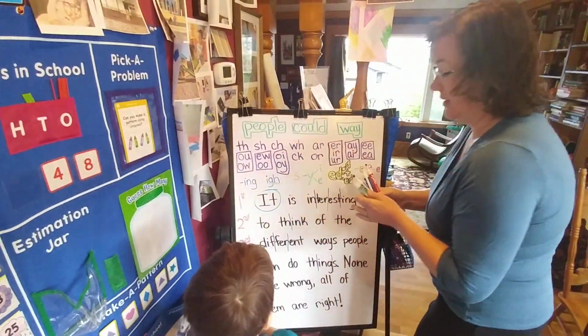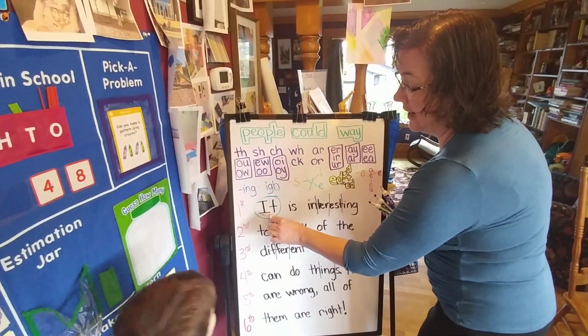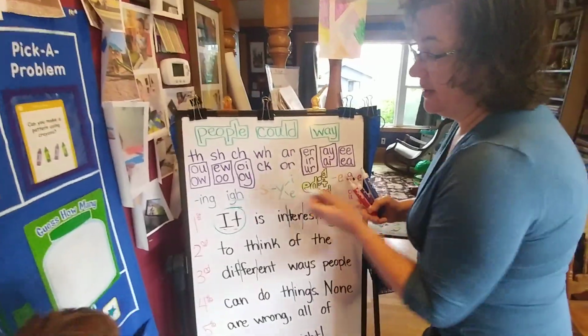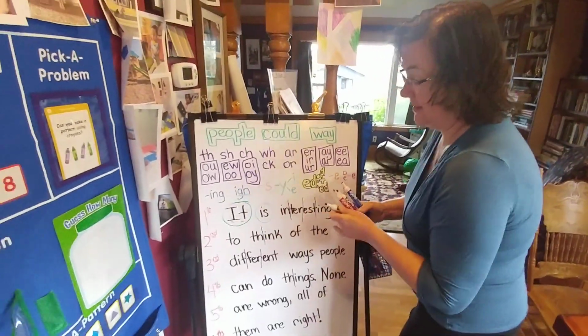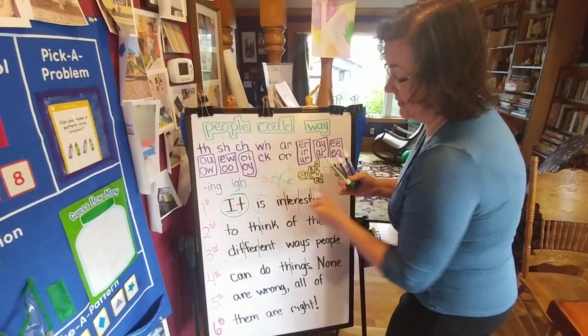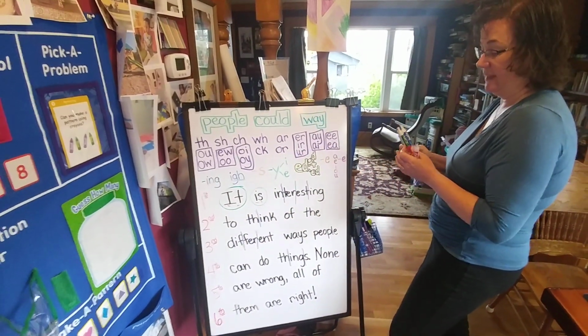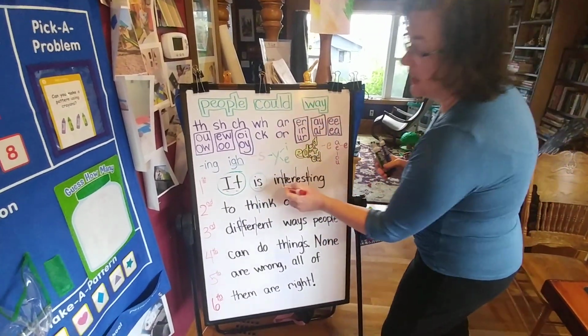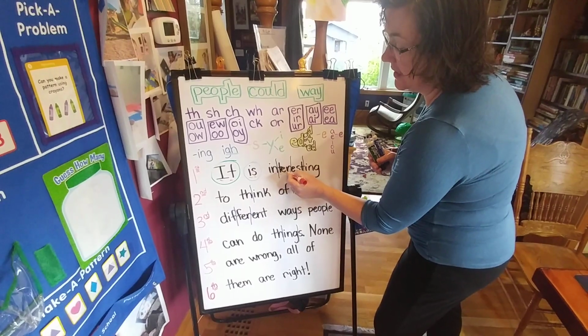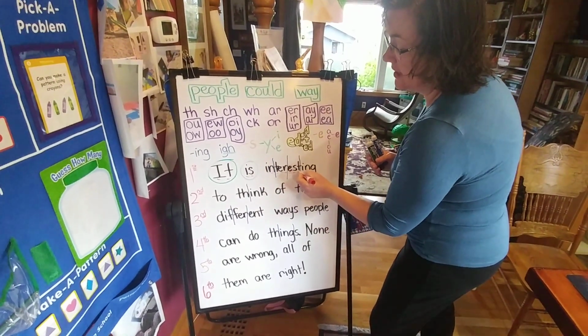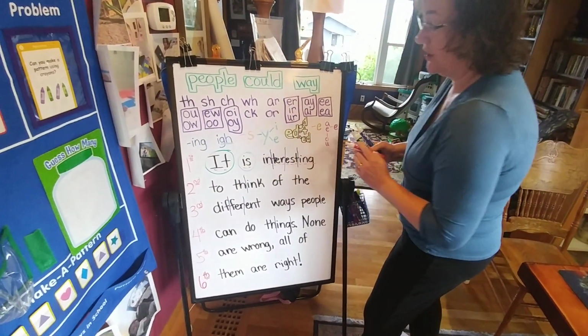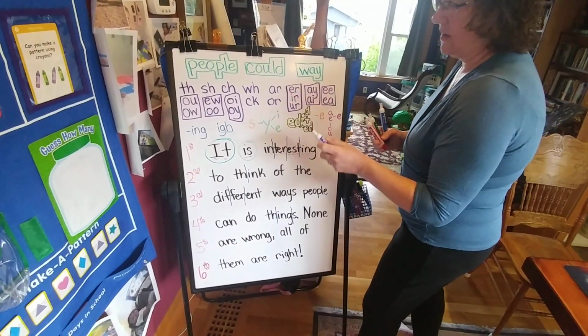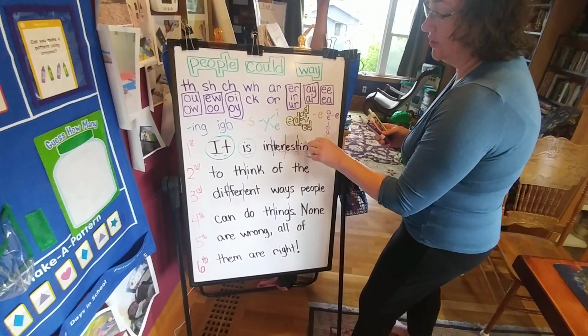It. How do we spell it? Spell it with me. I-T, it. Is. Let's spell it. I-S, is. Interesting. Spell it with me. I-N-T-E-R-E-S-T-I-N-G. What do you see in there? It's an I-N-G word chunk. What else do you see?